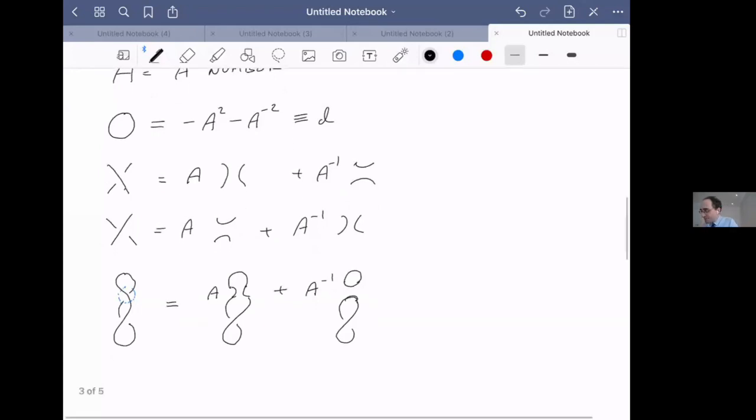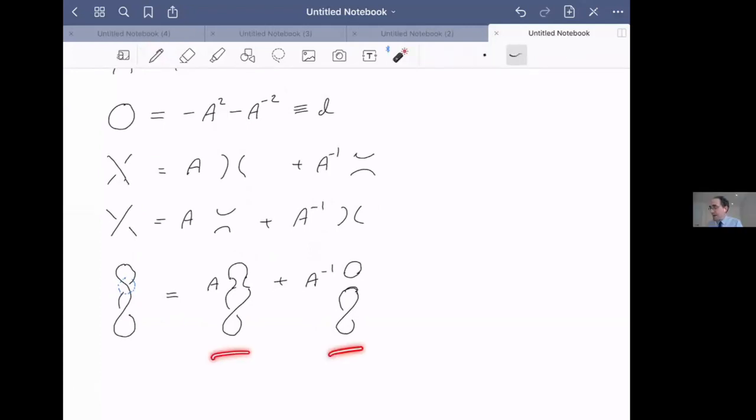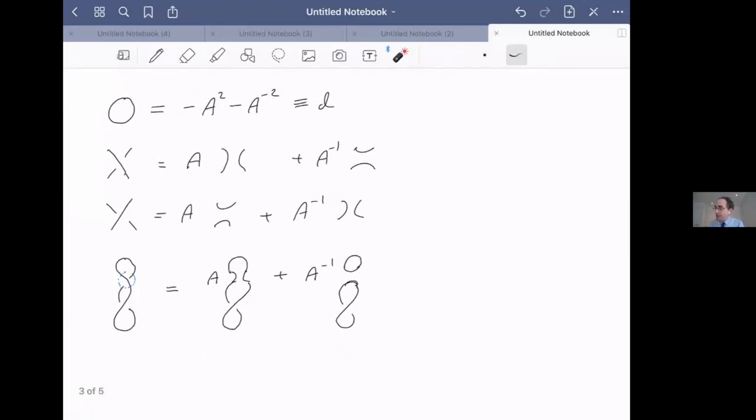Okay, anyway, so if everyone understands this step, we can then, in these pictures, we now have a sum of two pictures, and in these two pictures, we have crossings here, and these crossings look exactly like this crossing here.